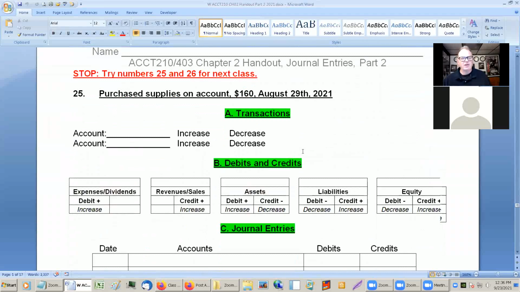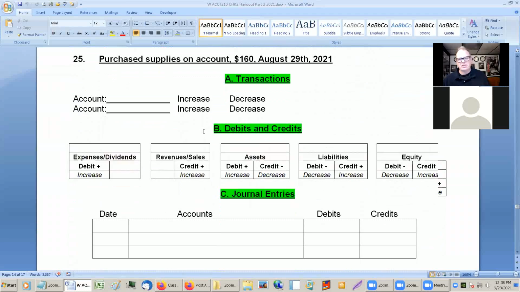Okay, 25 and 26. Guys, do these for next class. I'm just gonna throw it out before I go through them in a second. But does anyone have what the journal entry is for this? What's the debit? What's the credit? For number 25?